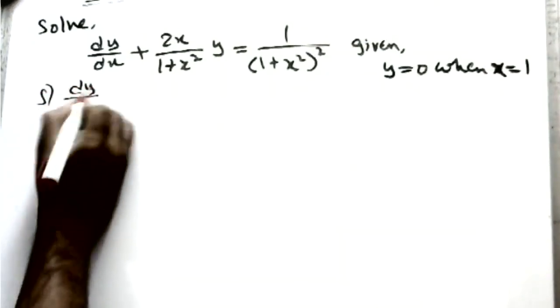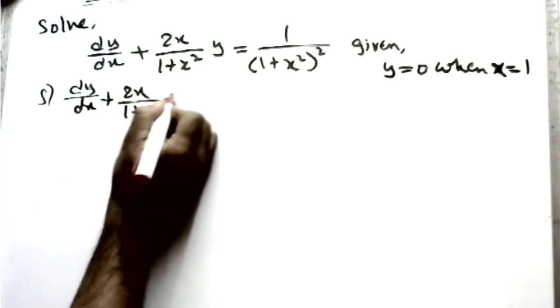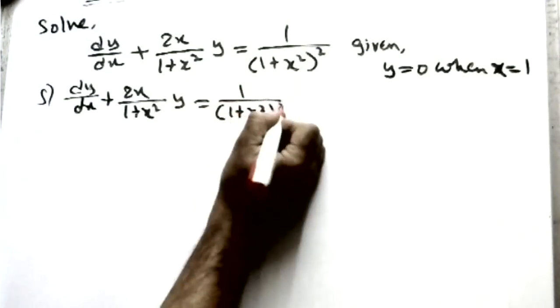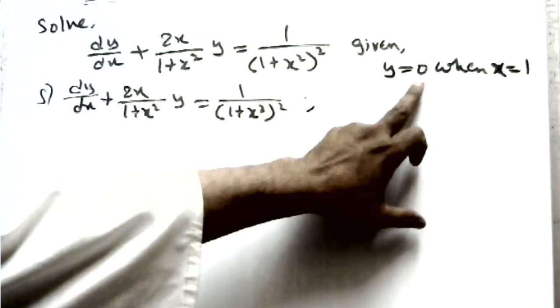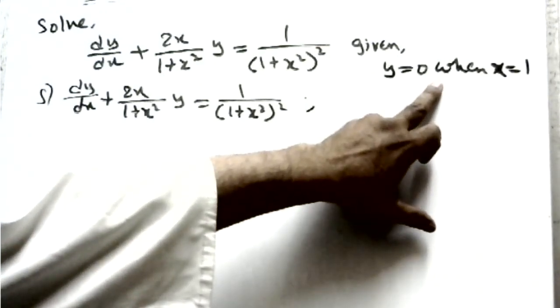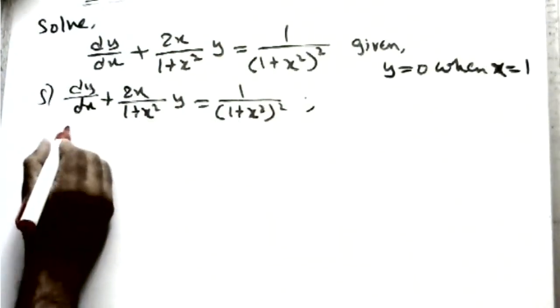Now see the next question on the board. We have dy by dx plus 2x by 1 plus x square into y equals 1 by 1 plus x square whole square. These conditions, let me use this in the last. Whenever these conditions are given, we have to use them to find the value of c. Let me see this afterwards.